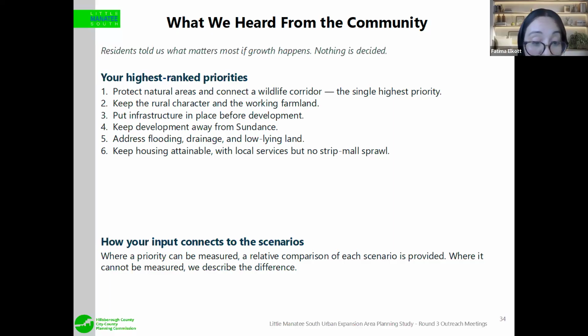And as it says there, if there is something that cannot be measured, we describe the difference between the relative comparisons, which is what Stephen just went through.